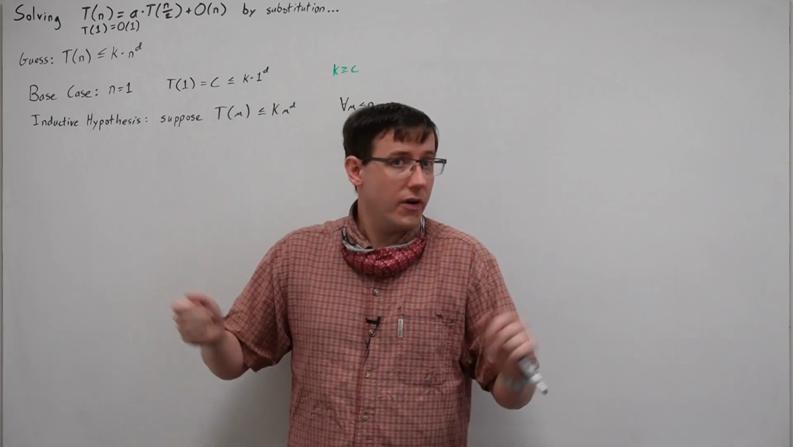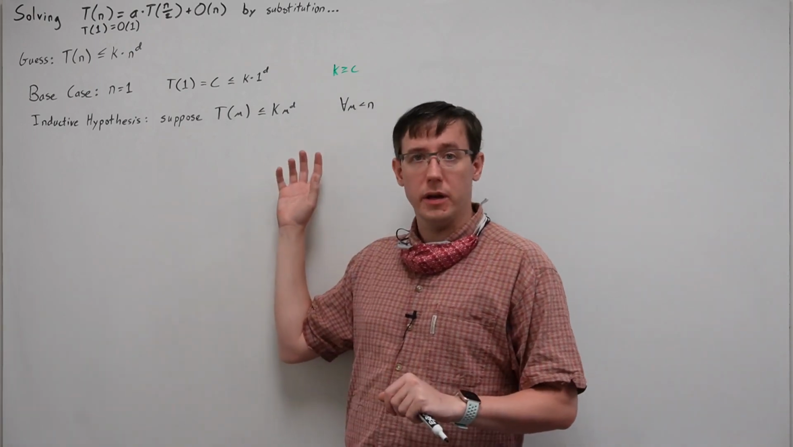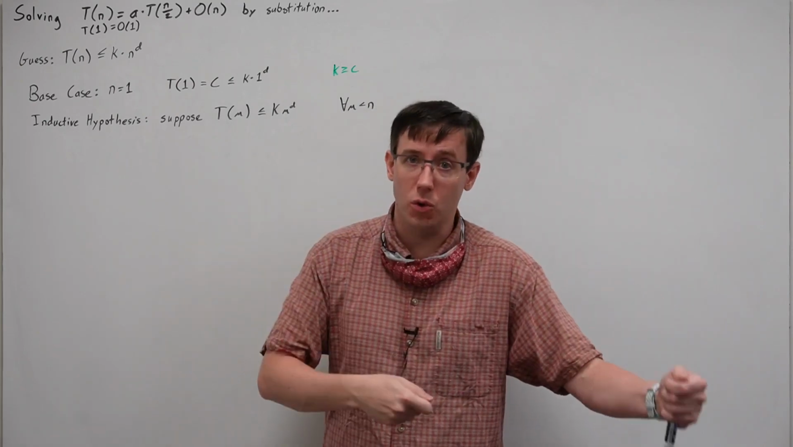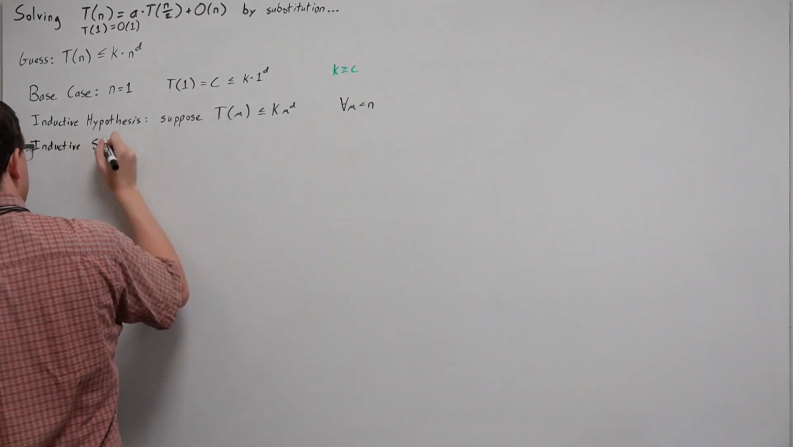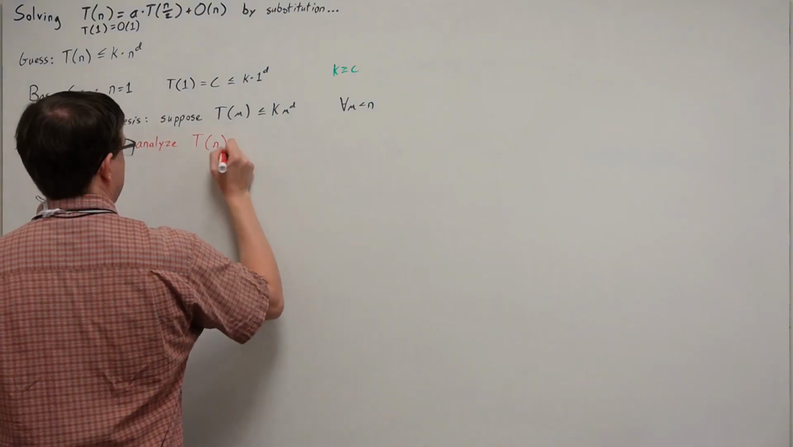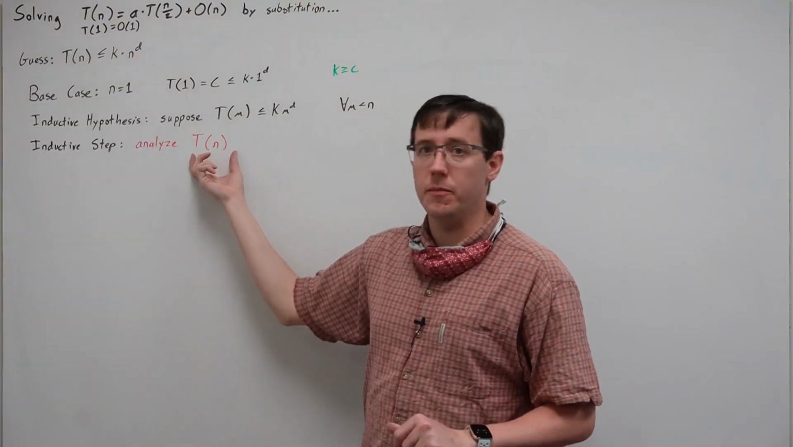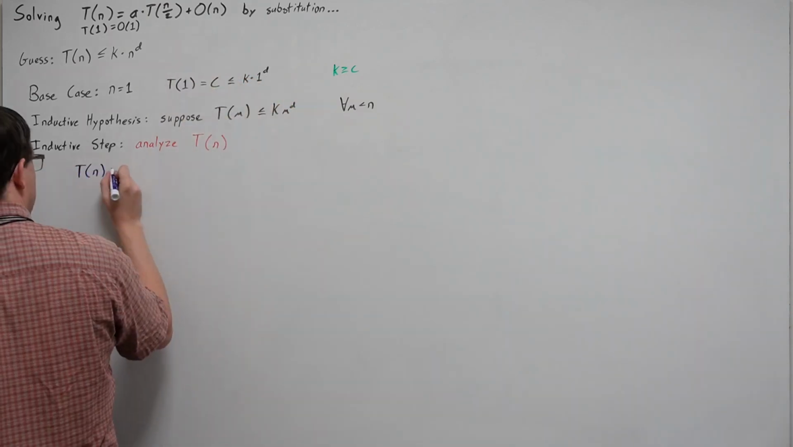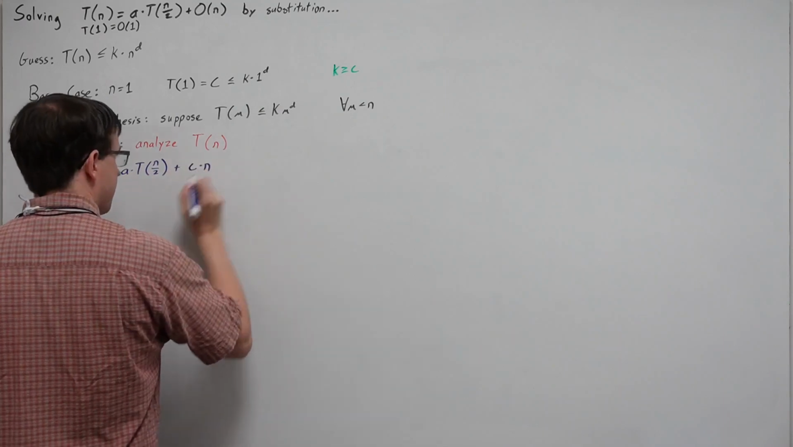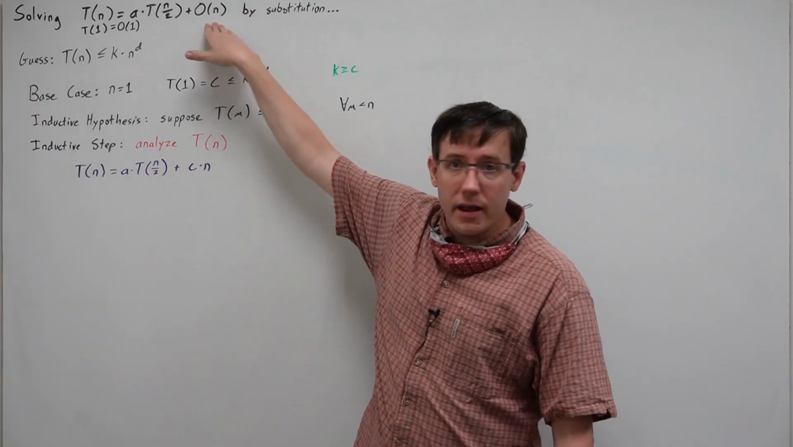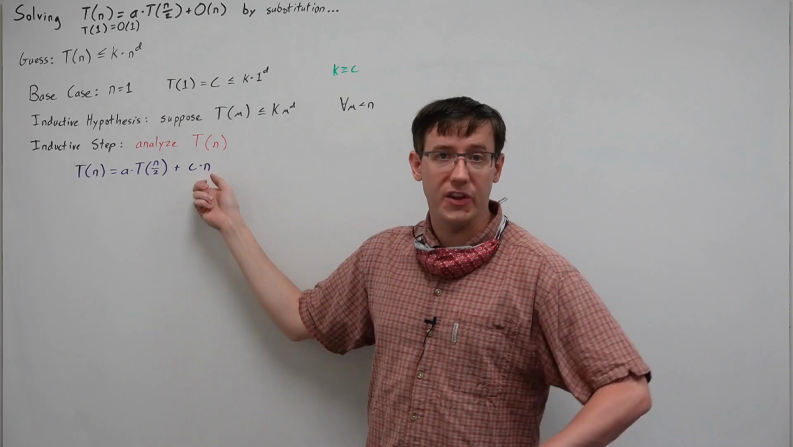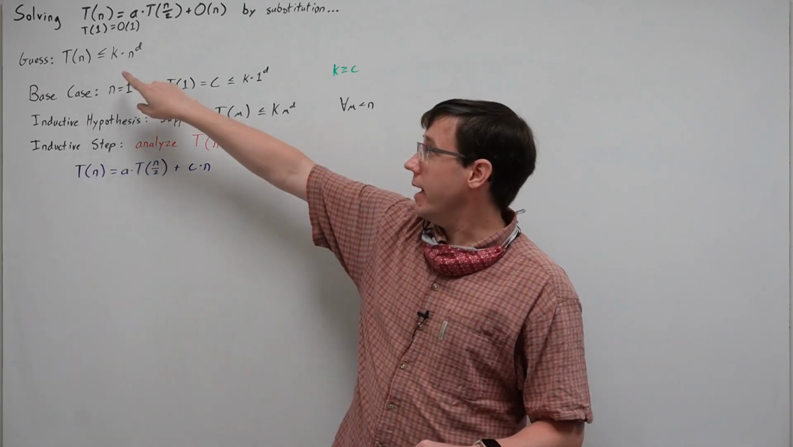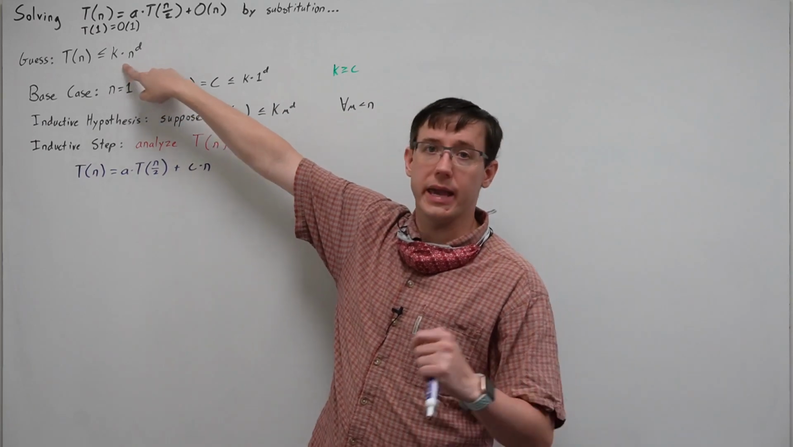So we'll make the inductive hypothesis that our bound holds for all inputs less than n, and we want to show that if that's the case, then it will also hold at n. We're now analyzing T(n), so we can start from our recurrence formula. And I've turned our big O of n into some constant times n. And our goal here is to eventually show that this is upper bounded by k times n to the d.